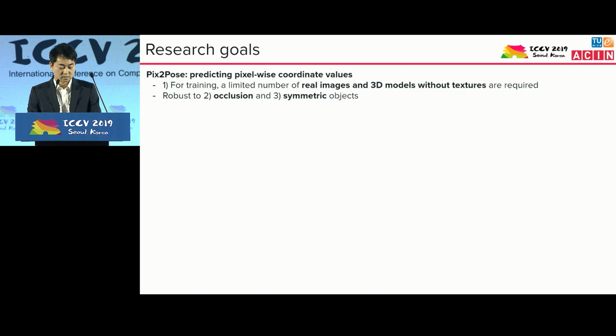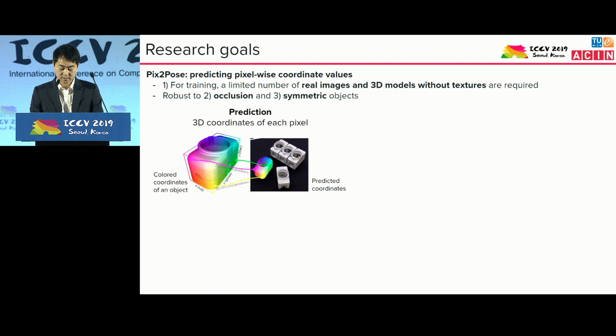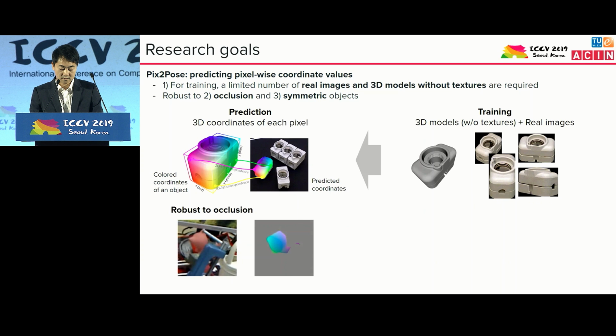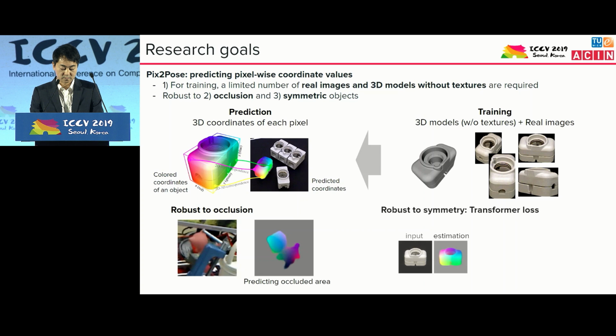To tackle these problems, we propose PixelPose, which predicts the pixel-wise coordinates of an object in a given image. For training the network, we need 3D models without textures and only a limited number of real images with pose annotations. To be robust to occlusion, we propose to predict not only the visible area, but also the occluded region. For symmetric objects, we propose a novel loss function that guides the predictions to the closest symmetric pose.